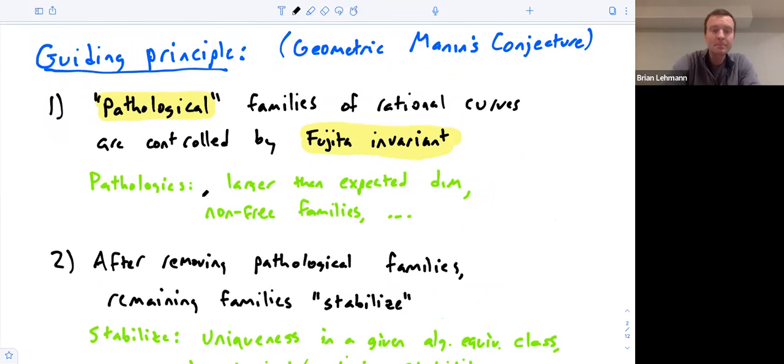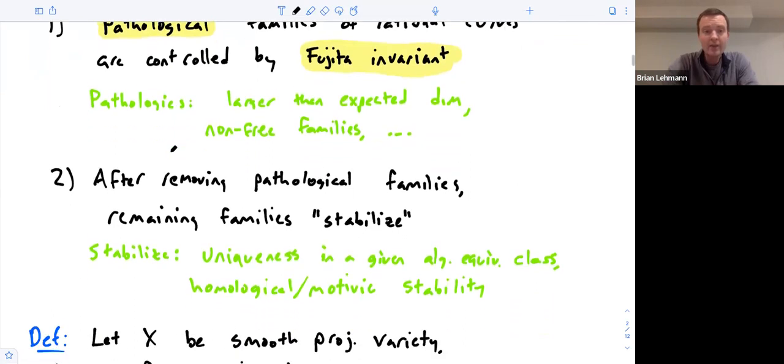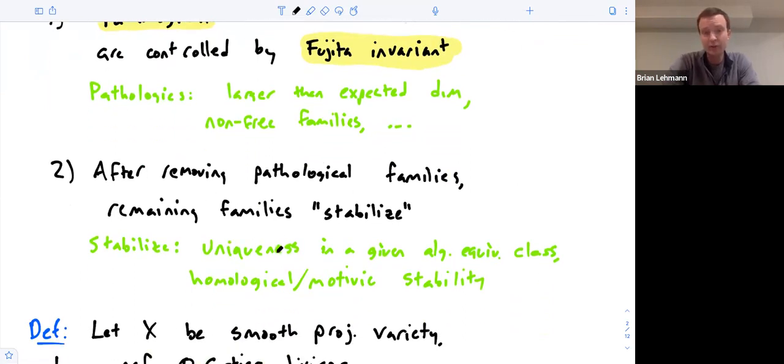So together, these are called geometric Manin's conjecture. And in particular, this gives us an approach to our classification problem, right? It has two parts. First, if we use the Fujita invariant, we can classify the pathological families. And then afterwards, maybe we're hoping for some kind of uniqueness. So together, these two predictions would tell us about all the components of rational curves on our Fano variety.